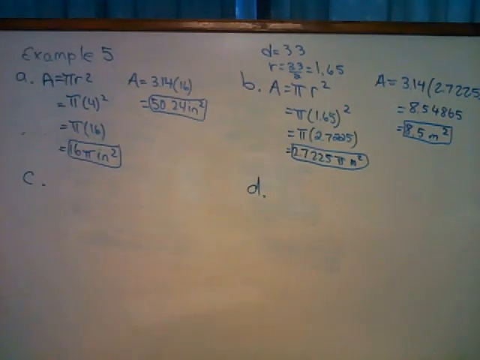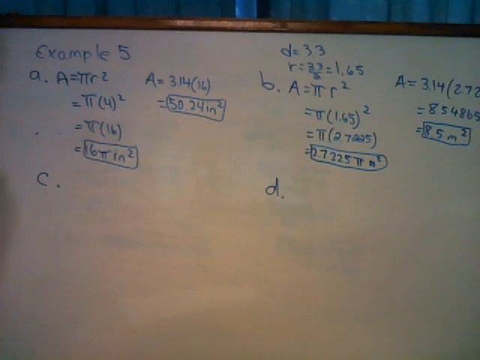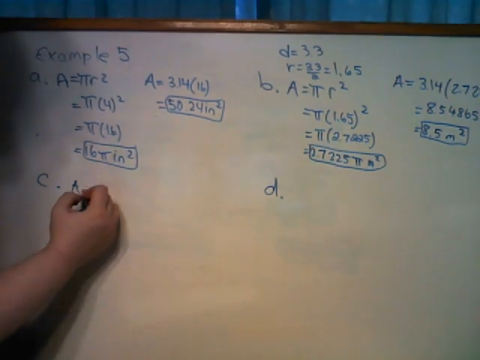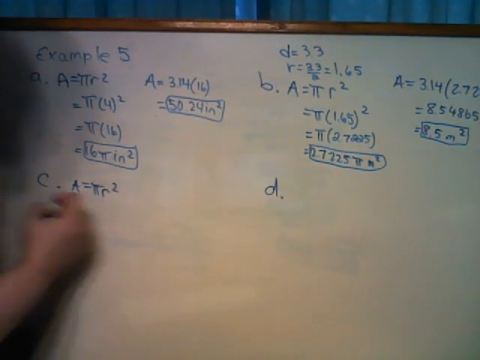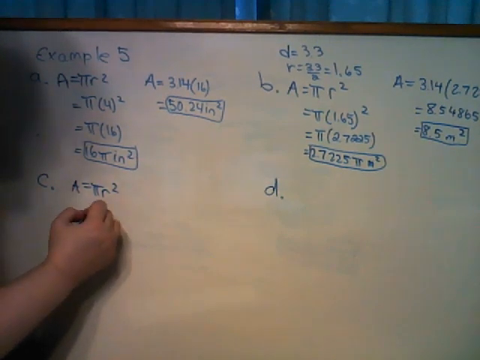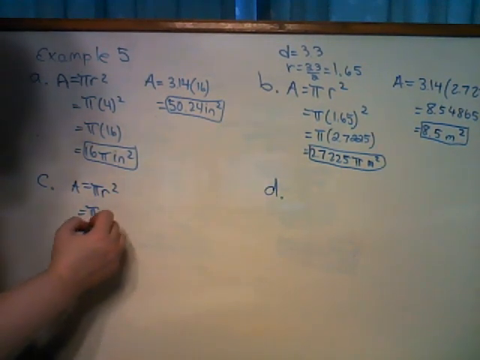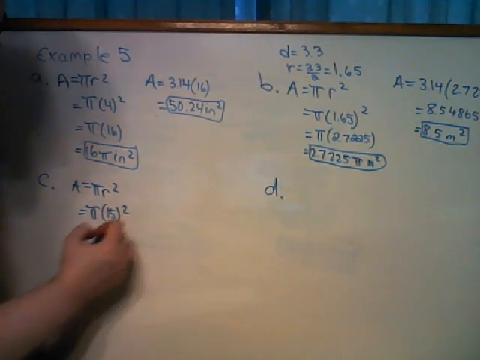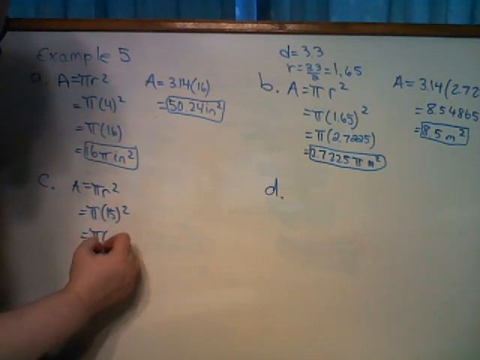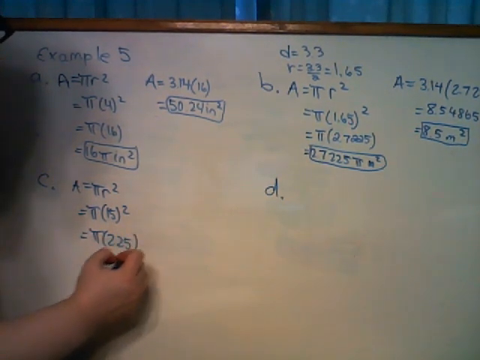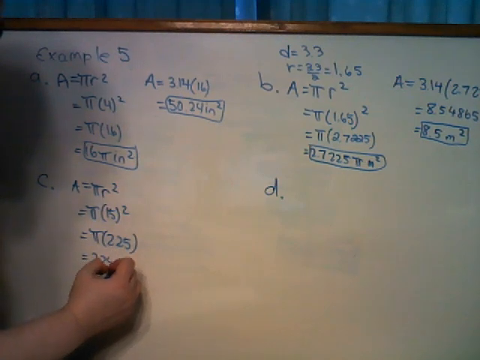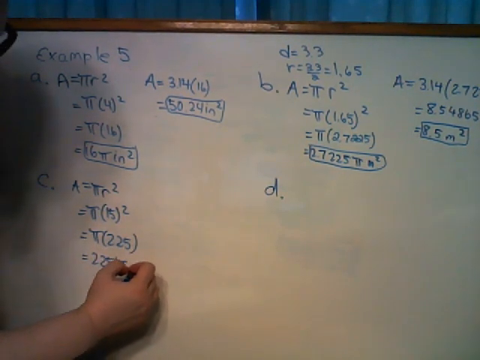All right, so for part C, you're given a radius. So I'm going to do A equals pi r squared. So I'm going to do pi, leave it in your answer, and I'm going to square that 15. So I get pi 225, but it would be nice if you put that first.